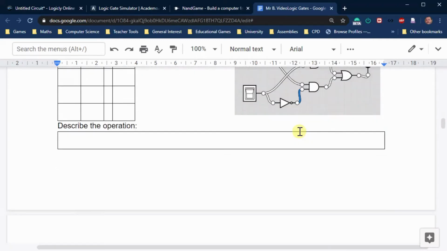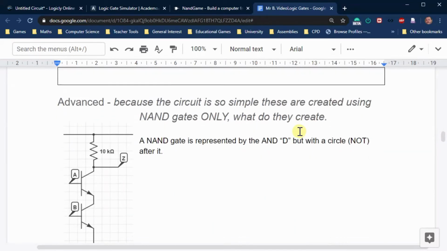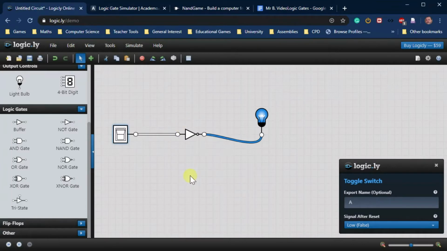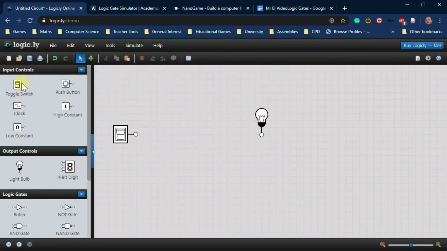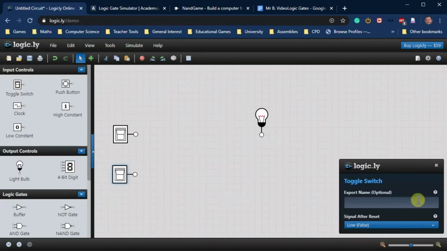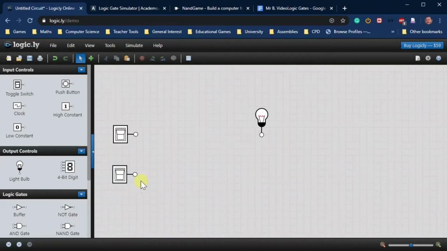So moving on from this complex circuit, there is a type of gate called a NAND gate. And it's an AND gate, but with a NOT after it. So let's take that circuit out, put a switch in, and this switch is going to be B. So this is on, off.